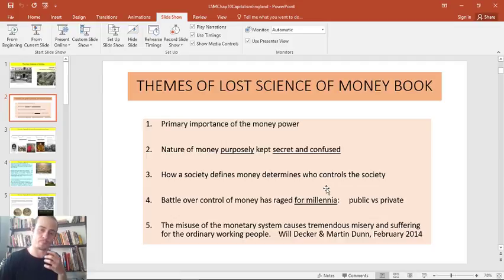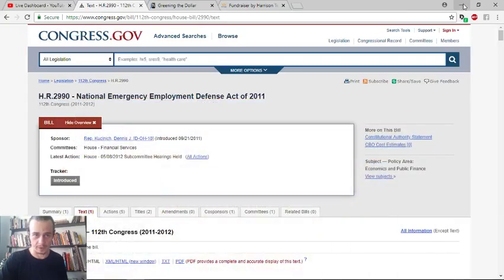This history has purposely been censored by bankers. They don't want us to know this, so that's why these lectures are so important. How a society defines money determines who controls the money, and this battle has been going on for millennia. Here we are now. We need to understand the past in order to figure out how to bring peace to this conflict. The misuse of the monetary system causes tremendous misery and suffering for ordinary working people, according to Will Decker and Martin Dunn, who took this first class with Sue Peters, who put together all these slides. Big debt of gratitude to her.